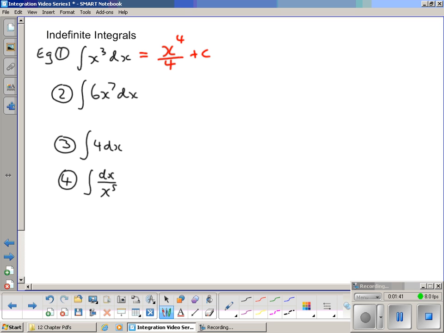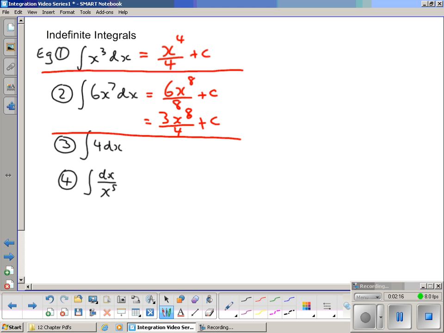In example 2 here, if we add 1 to the power, we'll get a power of 8. So we'll end up with 6x to the 8. And when we divide by that new power, we get an 8 on the bottom here. Now that obviously can simplify. We better not forget our plus c while we think of it. 6 over 8 simplifies into 3/4. So we can simplify that down to 3x to the 8 over 4 plus c. Just draw a line here to separate those.